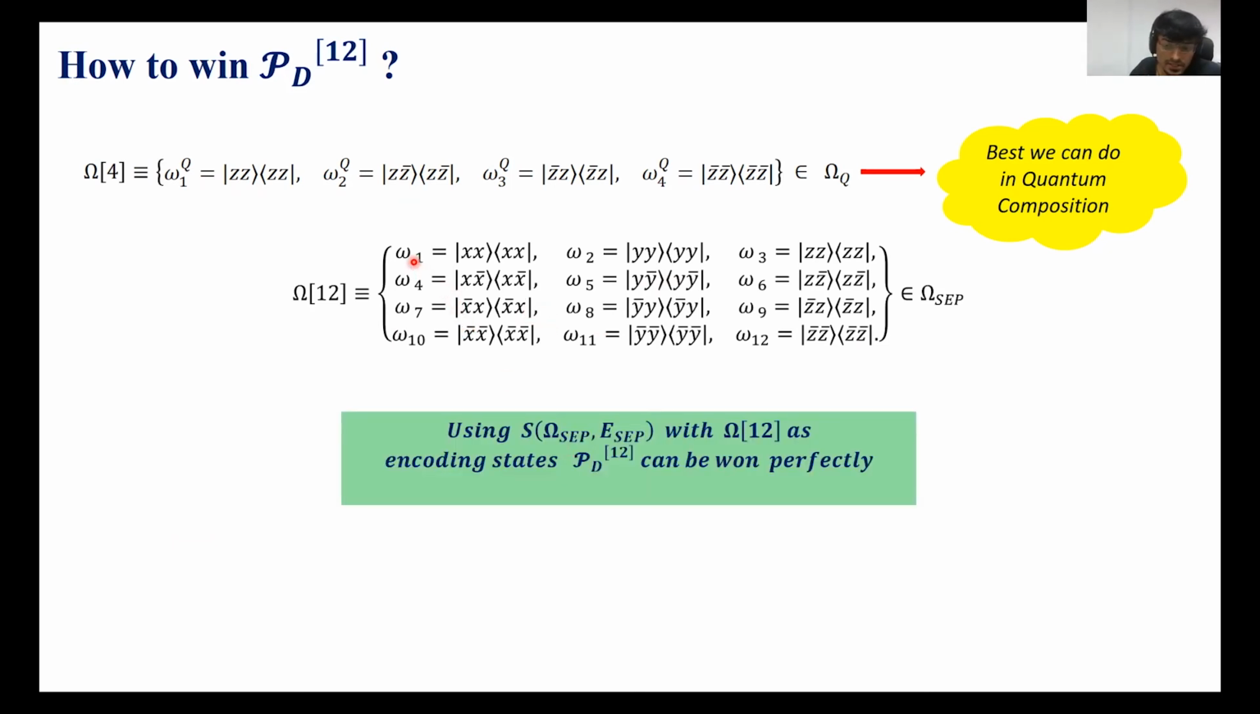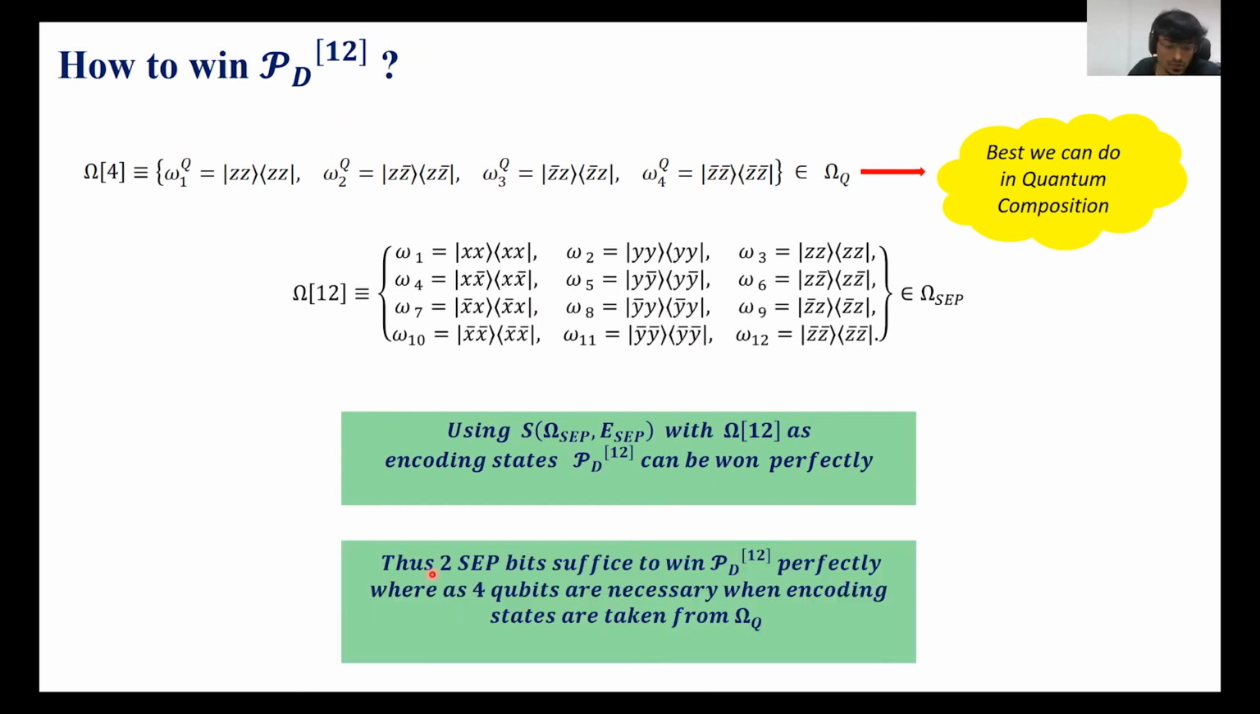As you can see, these states belong to 2-qubit systems. So using this kind of 12 states, we can perfectly win this PD12 game. So 2 subqubits suffice to win this game, but if you want to play this game with quantum composition, then actually we would need at least 4. Since the information dimension should be at least 12. So for 4 qubits, the information dimension will be 16.